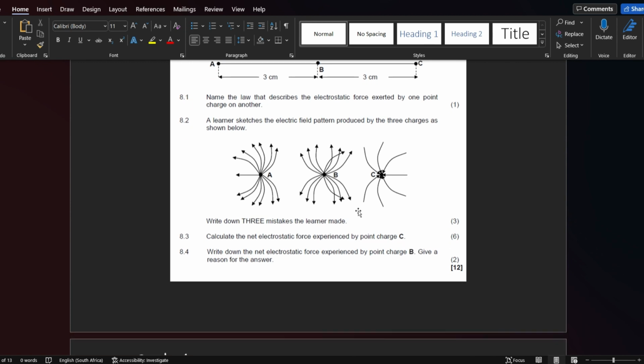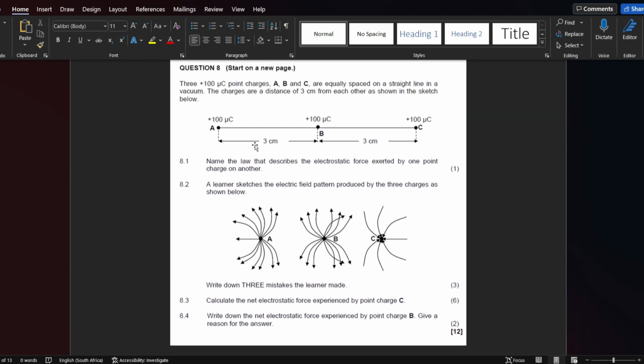Well, the first major mistake that I notice here is that for the field line of charge B, the field lines cross each other, and that is incorrect because field lines should never touch each other. So that's the first mistake. Secondly, they are all positive charges. So A and B, we see that the direction of the field lines are correct. It's going out. But for C, we see that the field lines are coming in. So that direction is incorrect. So that should go out.